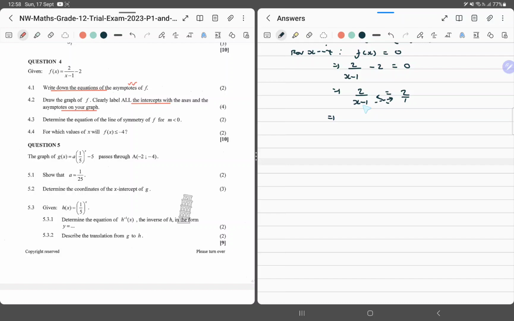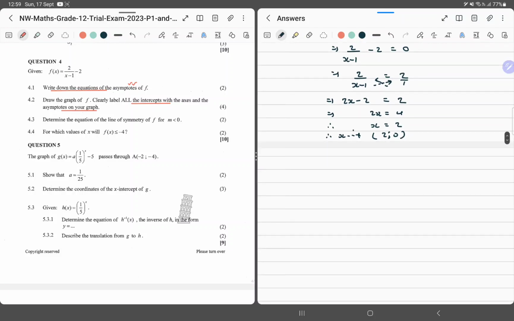This implies that this times 2 is going to be 2x minus 2, which is equal to 2 when you multiply 1 by 2. And then what we can see here, this implies that 2x is going to be equal to, transpose this as a 4, therefore x is 2. Therefore the x-intercept is going to be (2, 0).